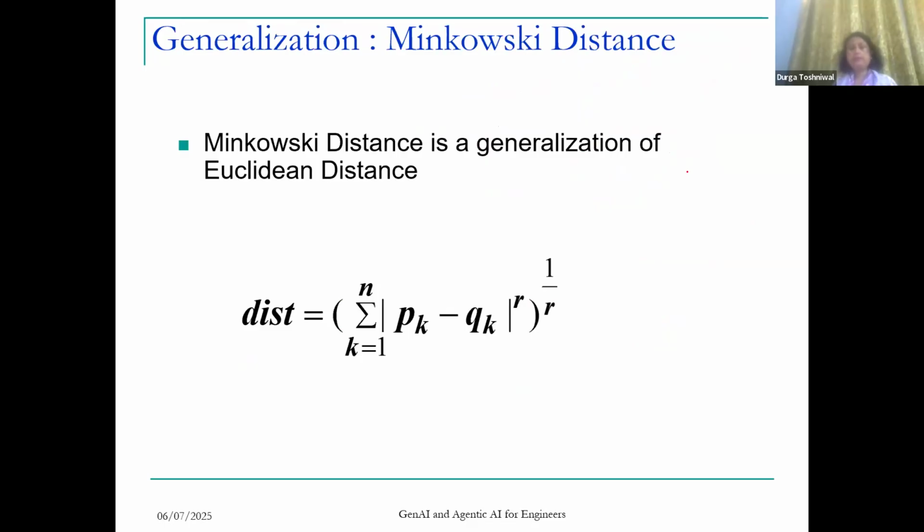And a generalization of the Euclidean distance is the Minkowski distance, where instead of the square, we are actually raising the difference to the rth power and then taking the rth root, right? And after summing all the distances, when r is equal to 2, then what you get is the Euclidean distance. Okay.